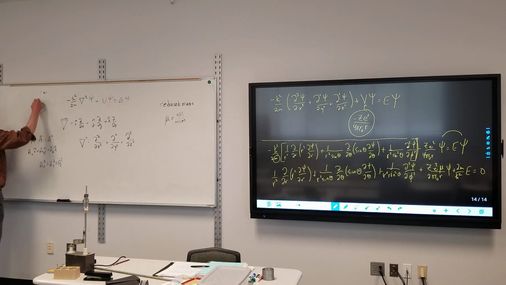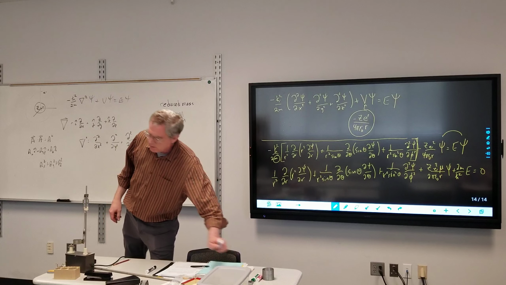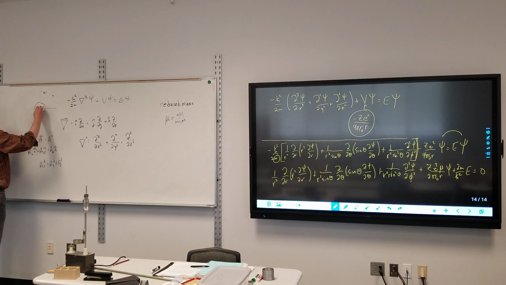If I set up a coordinate system here, if I have a point in space here, that would be a distance r away. If I project it down onto the xy plane, this angle right here would be theta, and then this angle here is phi.